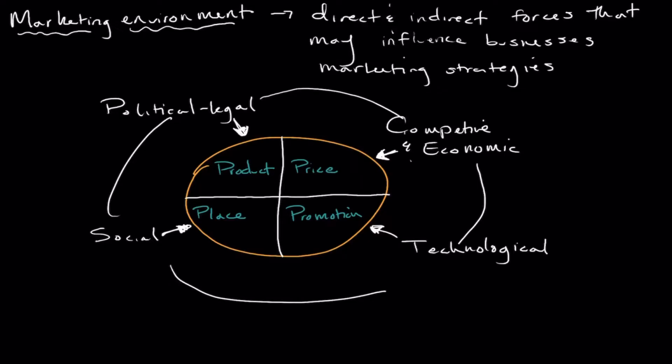So starting with political legal and working in a clockwise fashion, when we talk about political, legal, and regulatory forces, really what we're referring to is any type of government influence. That could be changing laws, changing regulations, court decisions, or changes with regards to intellectual property. Really anything related to government influence and how that could impact our marketing strategies.